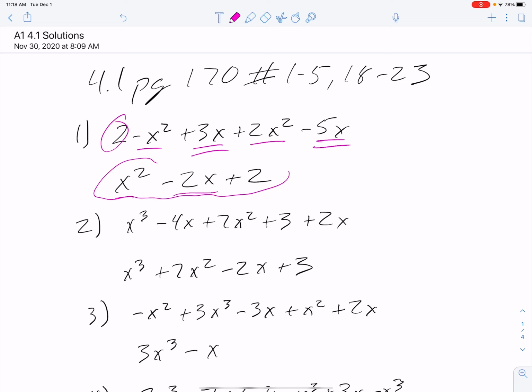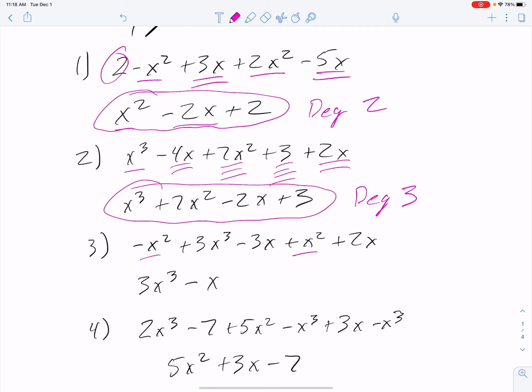Oh, I believe the homework actually wanted to know the degree of the polynomials. So this first one is degree 2. This next one is degree 3. Remember, the degree of the polynomial is based on the largest degree of any of the terms. So the next one, negative x squared and x squared are going to add up to 0. Negative 3x and 2x are going to add up to negative x. And I end up with a polynomial of degree 3.